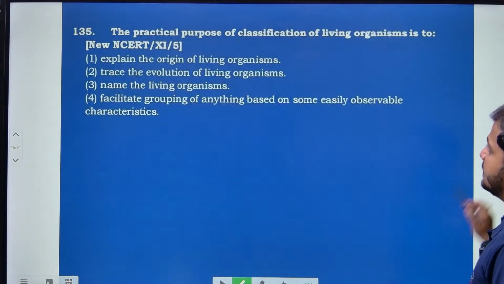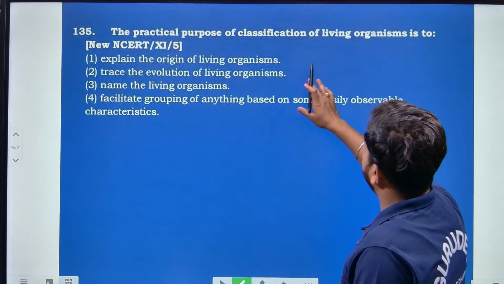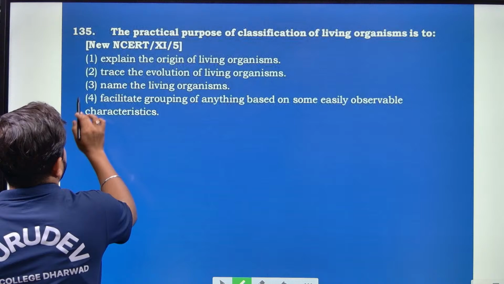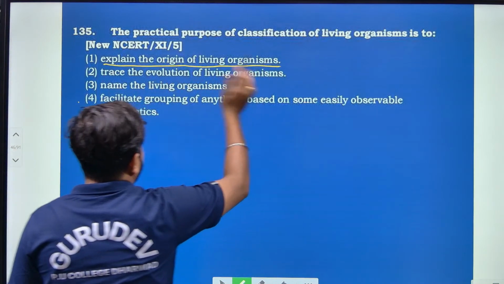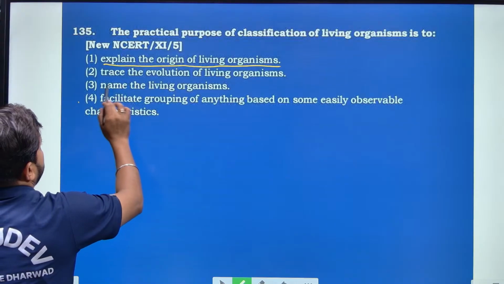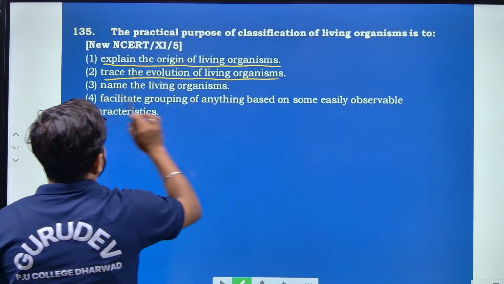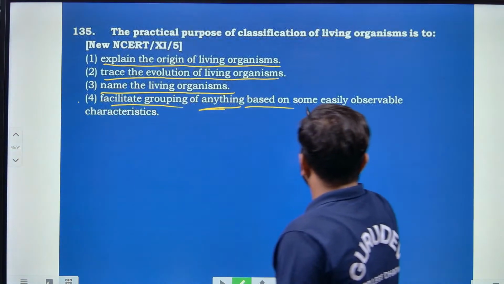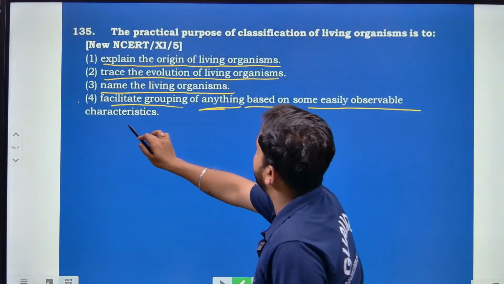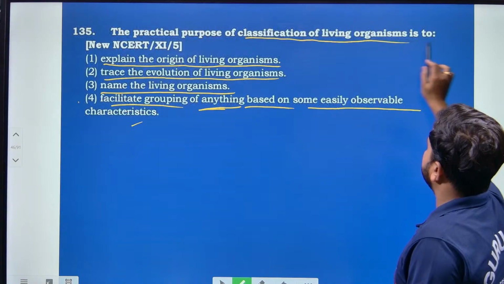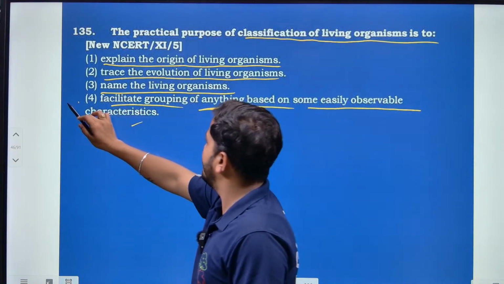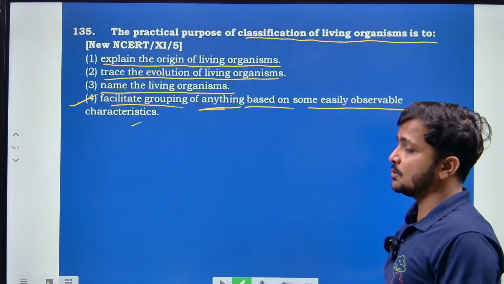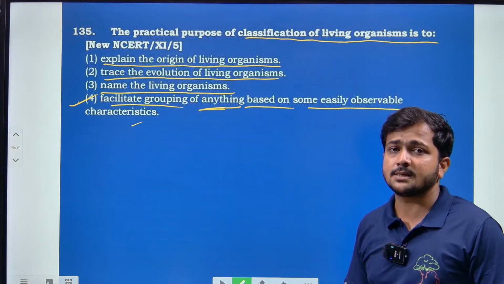Then, the practical purpose of classifying living organisms is to explain the origin of living organisms, to trace the evolution of living organisms, to name the living organisms, or to facilitate grouping of any organisms based on some easily observable characters. So the practical purpose of classifying living organisms is to facilitate the grouping based on some easily observable characters, right? So option 4 is correct.